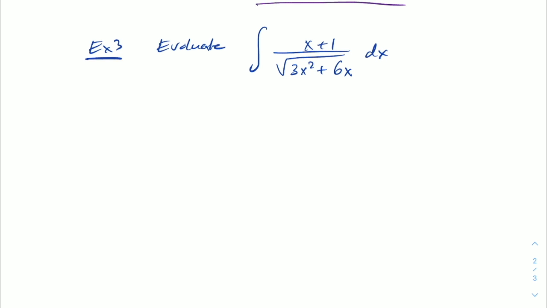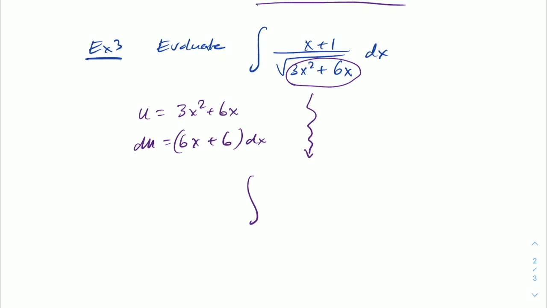All right, so let's start by defining our u. Our u is going to be the inside, this 3x squared plus 6x, and our du is going to be 6x plus 6 dx. Again, you can see that this substitutes nicely in the bottom, but the numerator isn't quite what our du is here. Our du is 6x plus 6 dx, and the numerator in the original is just x plus 1.